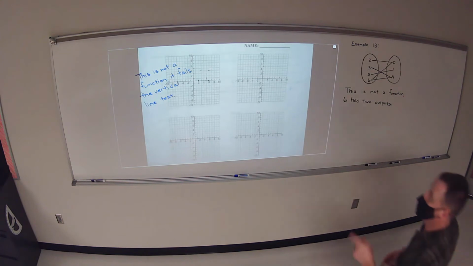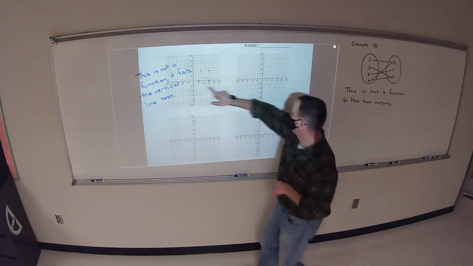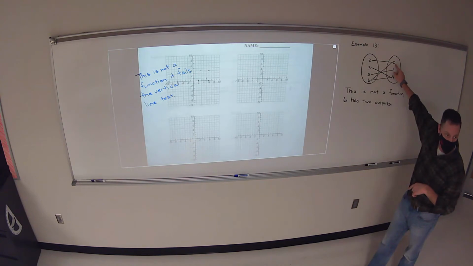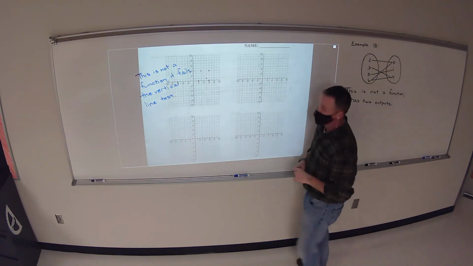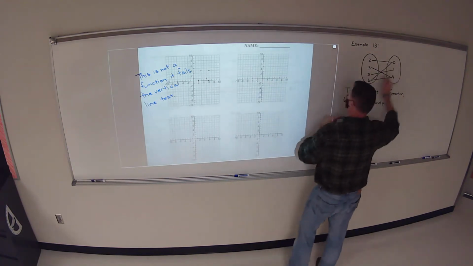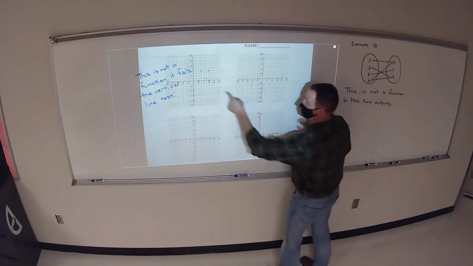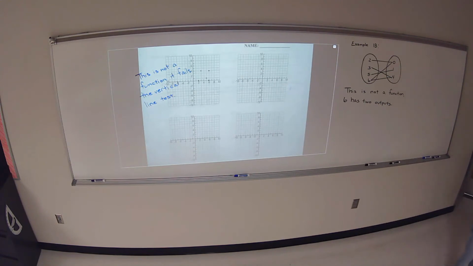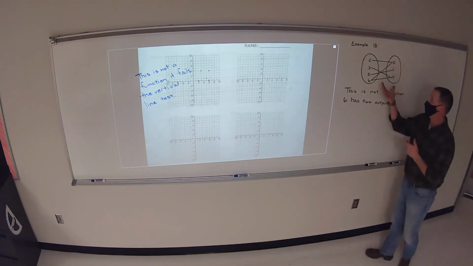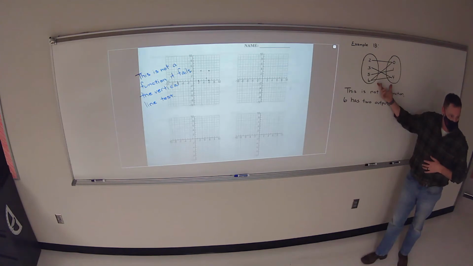Okay? We didn't have an issue right here. Why? Because 2 only had one output. We didn't have an issue at 3 because 3 only had one output. We didn't have an issue at 5 because 5 only had one output. The issue that we have is right here at 6 because 6 has two outputs. I don't want the vertical line test to be some unknown magic trick that just works. There's a reason the vertical line test works. It is a graphing way, or a picture way, of showing a mapping diagram ultimately.